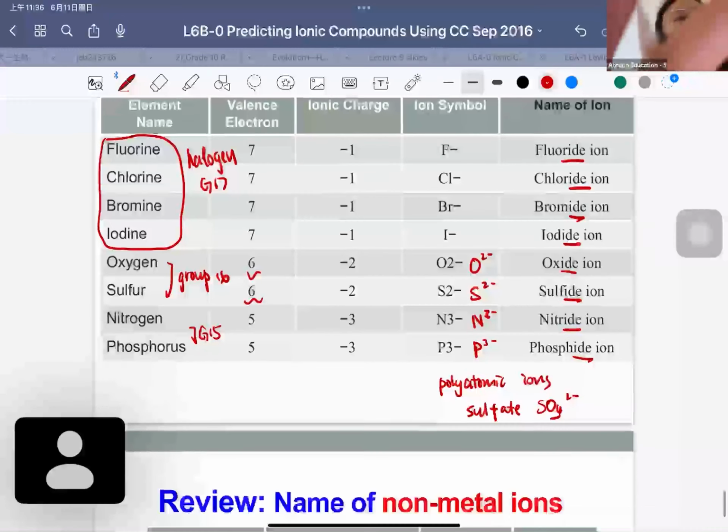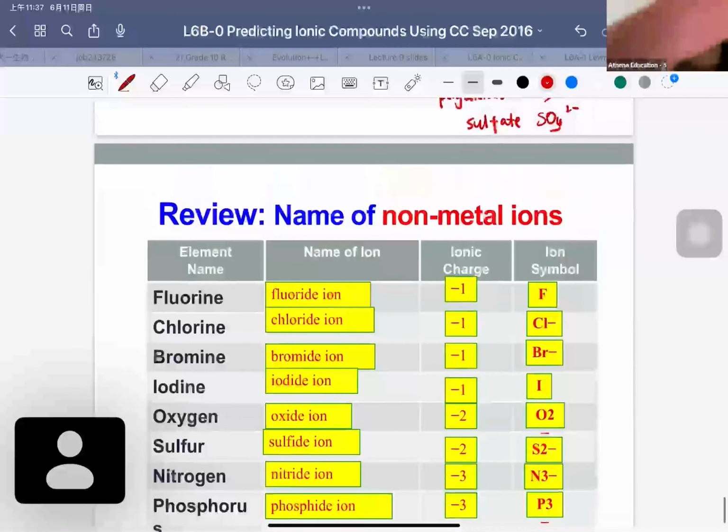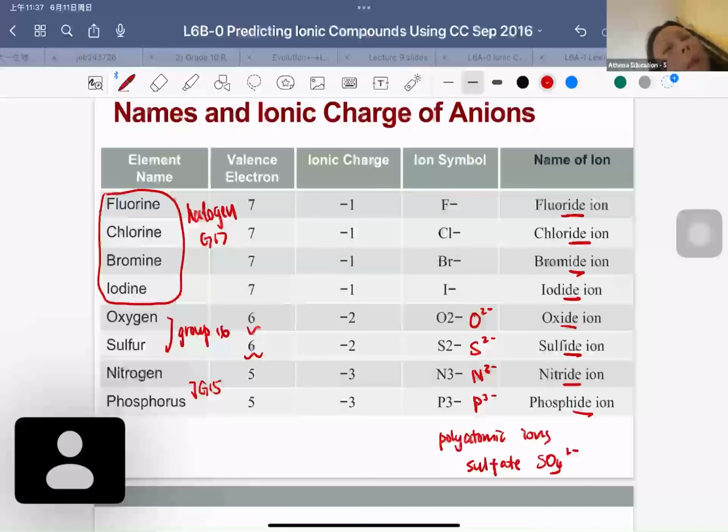So that's about the anions, and those are all the non-metals. The metals are not shown here because metals don't change their names. If you have magnesium, it's just magnesium. A metal never changes its name, no matter whether it's with polyatomic ions or regular anions.